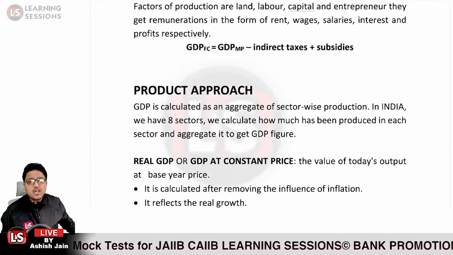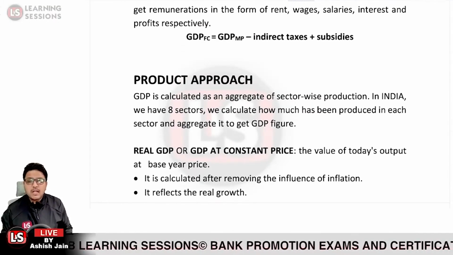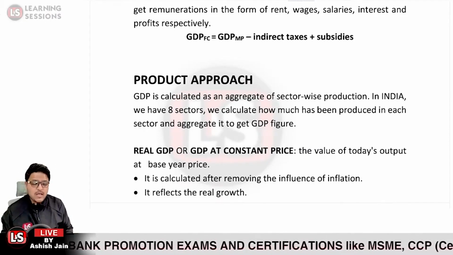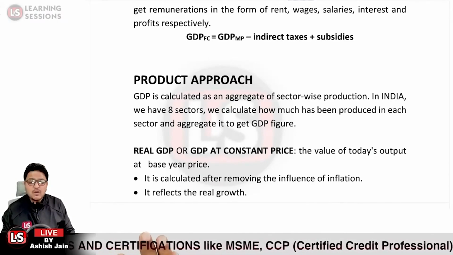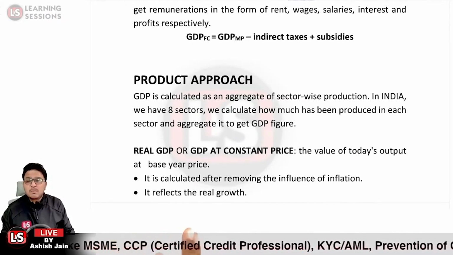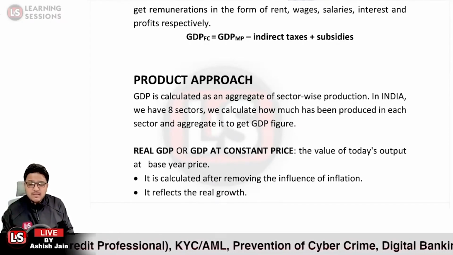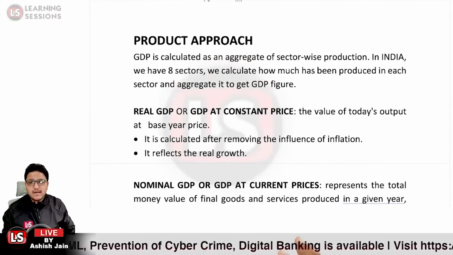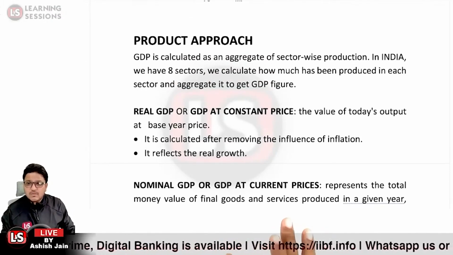So real GDP or GDP at constant price, it is basically related to what? It is related to today's output at the base year price. I already told you, when we are considering the real GDP or GDP at constant prices, we basically consider the value of the goods and services produced as per the base year prices, and in the case of the nominal GDP, we basically look at the current year prices. In the case of the nominal GDP or GDP at current prices, we represent the final value of goods and services in terms of the current prices.